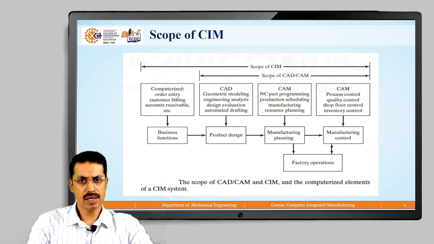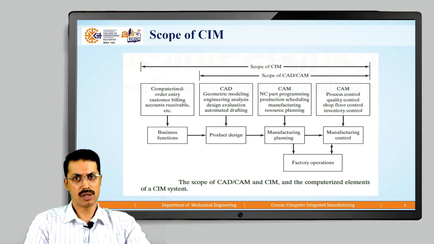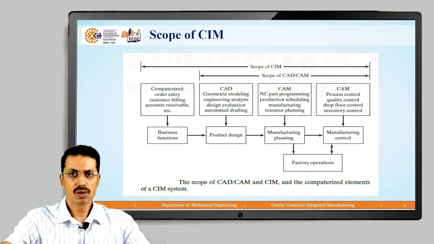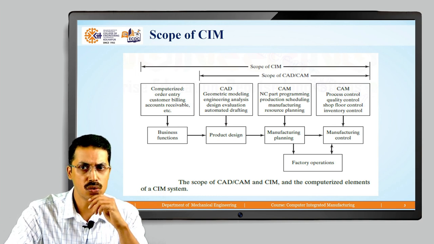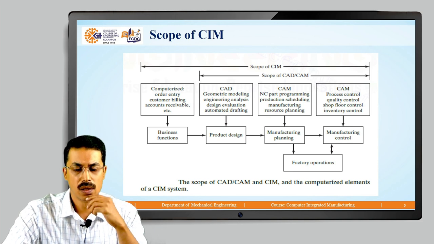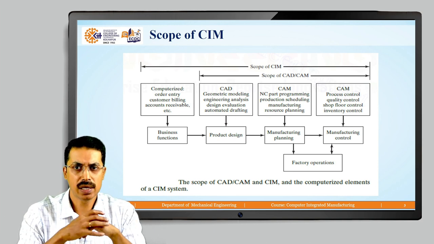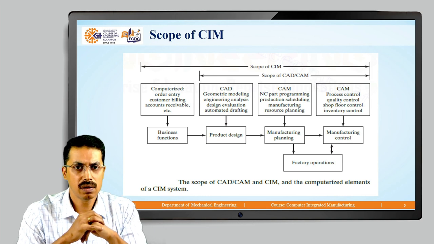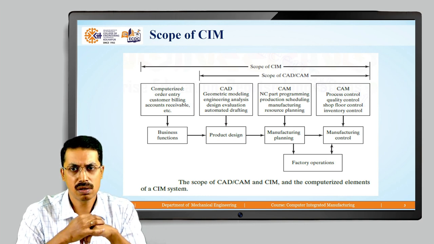After the design is ready, it is handed over to the manufacturing person or the process engineer. This person will create a process plan with the help of the computer, that is computer aided process planning. So we are taking the help of the computer to develop a process plan, and after process planning is done, the actual manufacturing of that particular product is started in the factory.